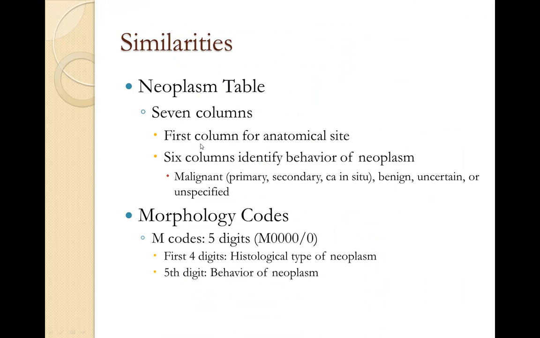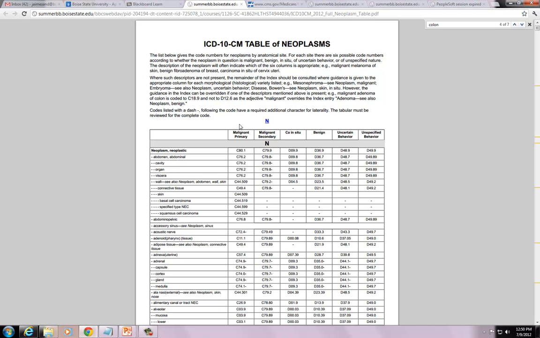And here you'll see that we have 7 columns, and I'm including this as a column. Notice that neoplasm is our main term, and then we have our subterms underneath that. So that's our first column, just to help us navigate essentially. Once we get to the neoplasm table, then we're looking for the site or location of the neoplasm. Then we have our 6 columns.